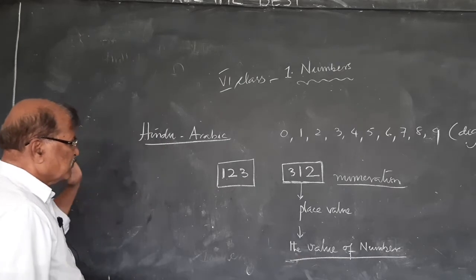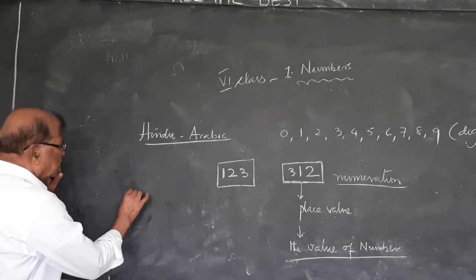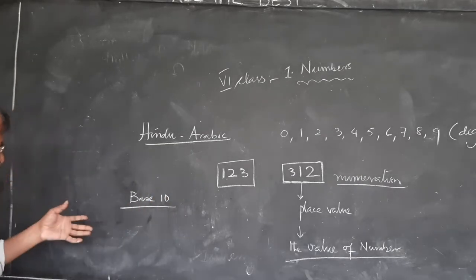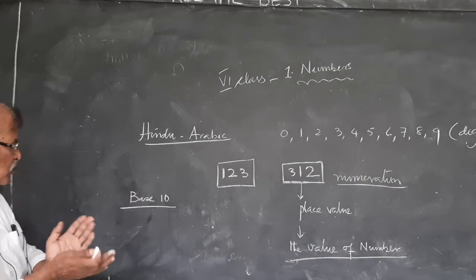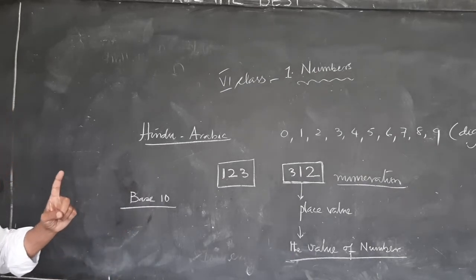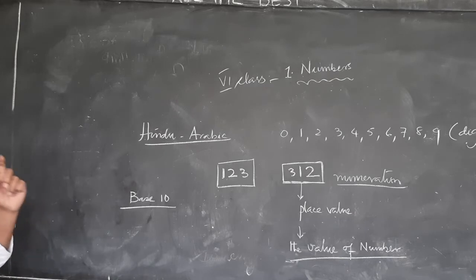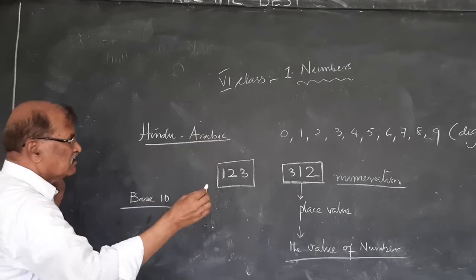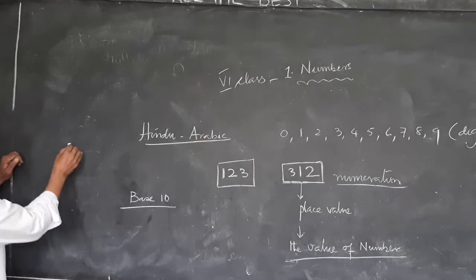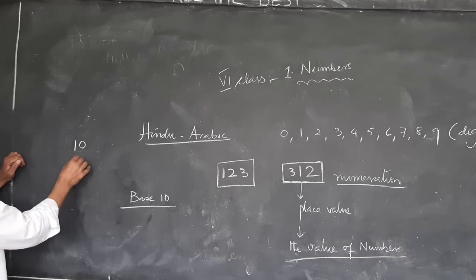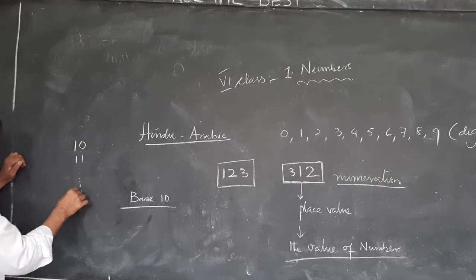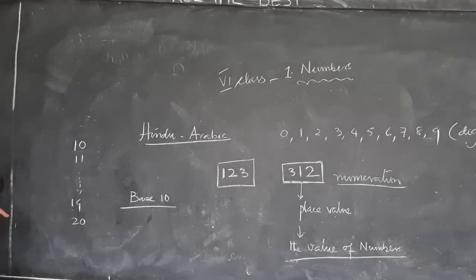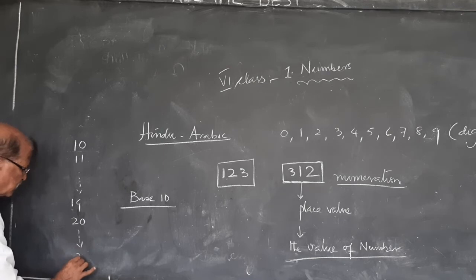And this system of numbers is called the base 10 system. We take 10 units and put them together as one number. For example, you take 1, 2, 3, 4, 5, 6, 7, 8, 9. After 9, you get 10. It goes on, 11, 19, 20. You can take it up to 30, for example.